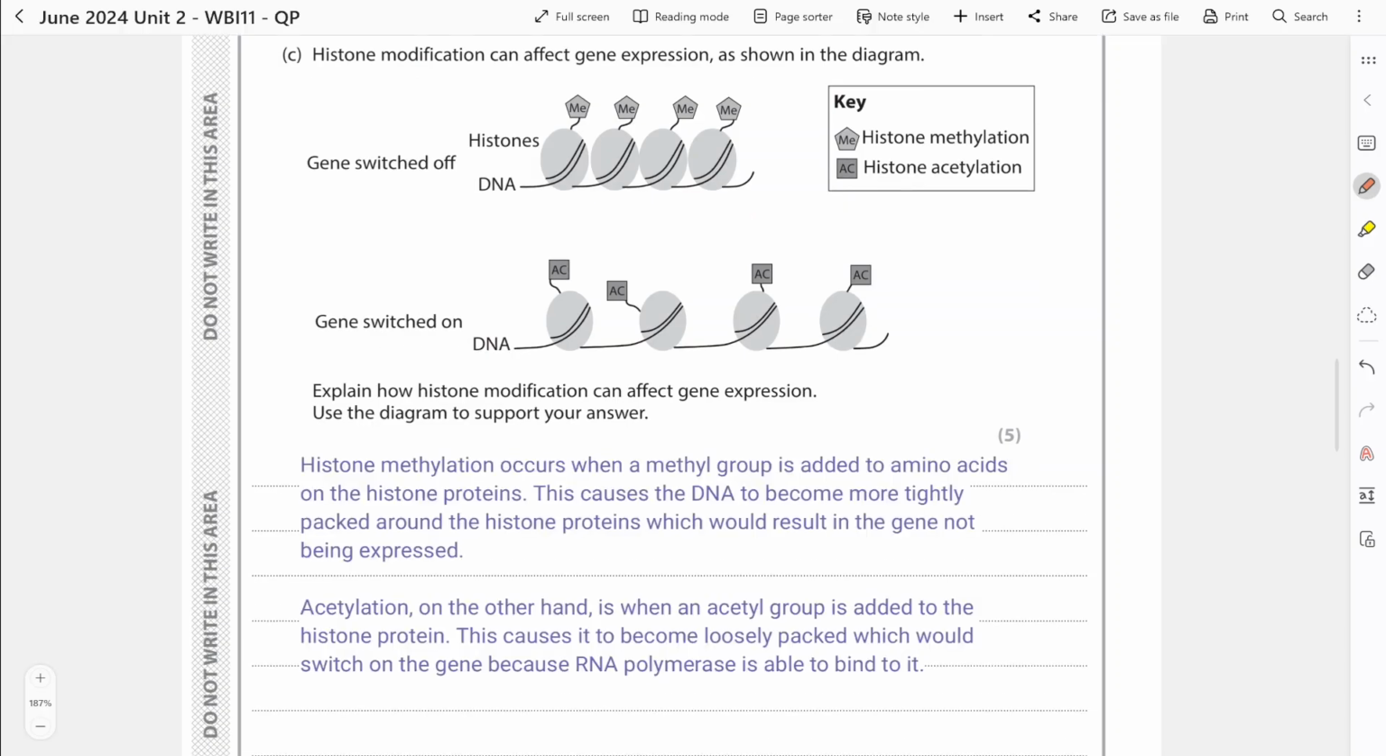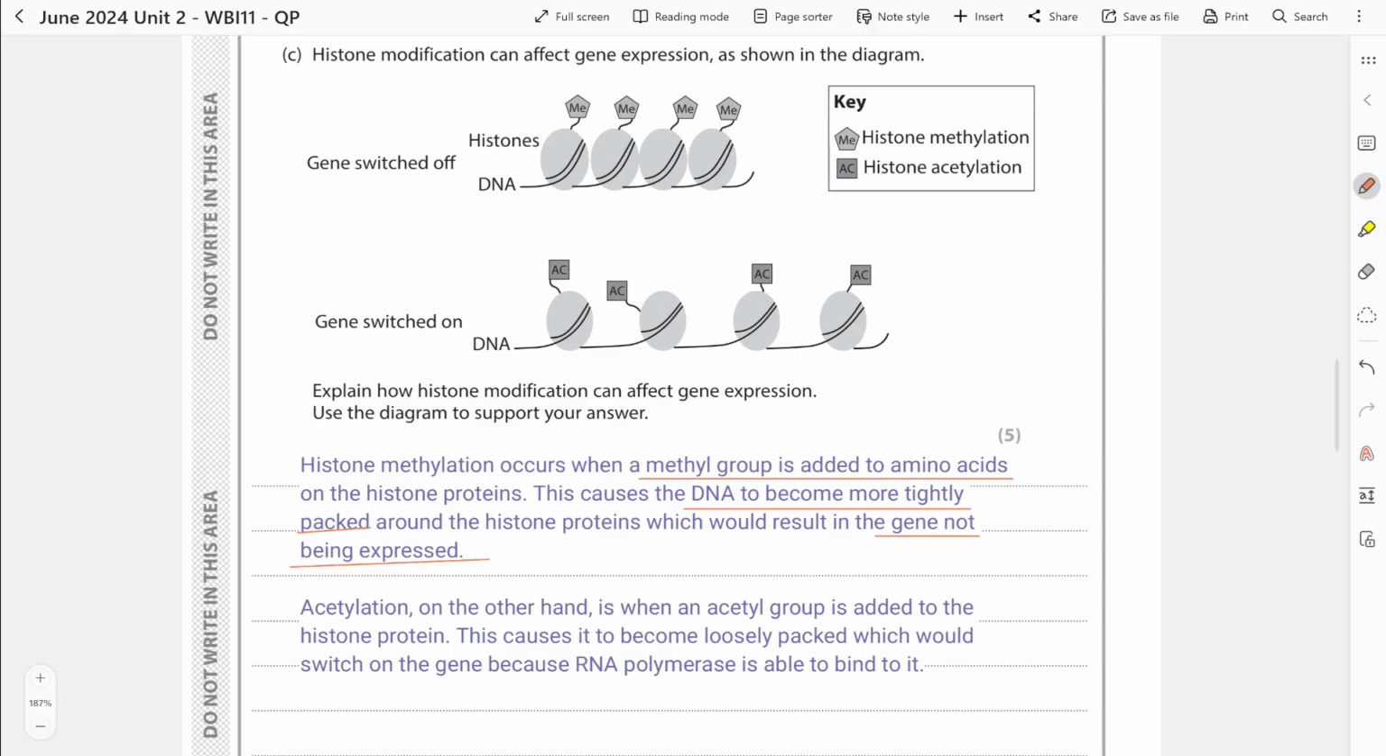All right, so first is an explanation on how these modifications can occur. Histone methylation is when a methyl group is added to the amino acids on the histone protein, so that will be 1 mark. And then you can talk about how it causes the DNA to become more tightly packed. So that would be the 2nd mark. Now, because it's more tightly packed, it results in the gene not being expressed. So that would be the 3rd mark.